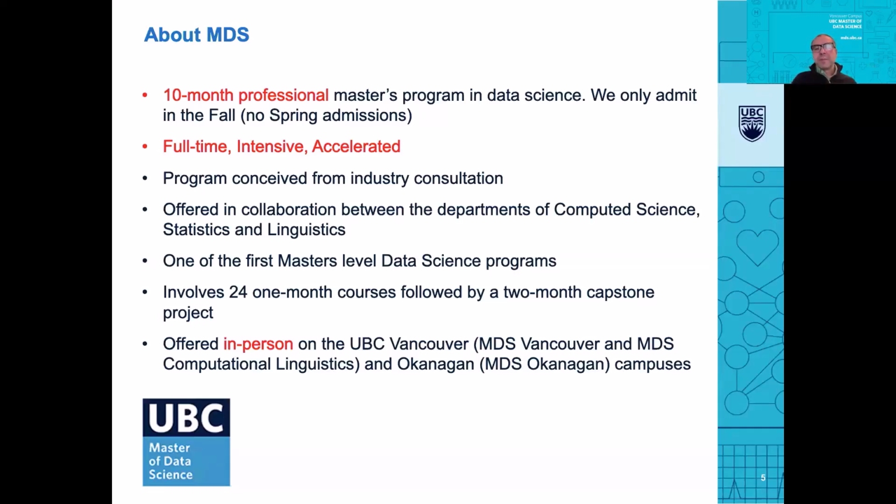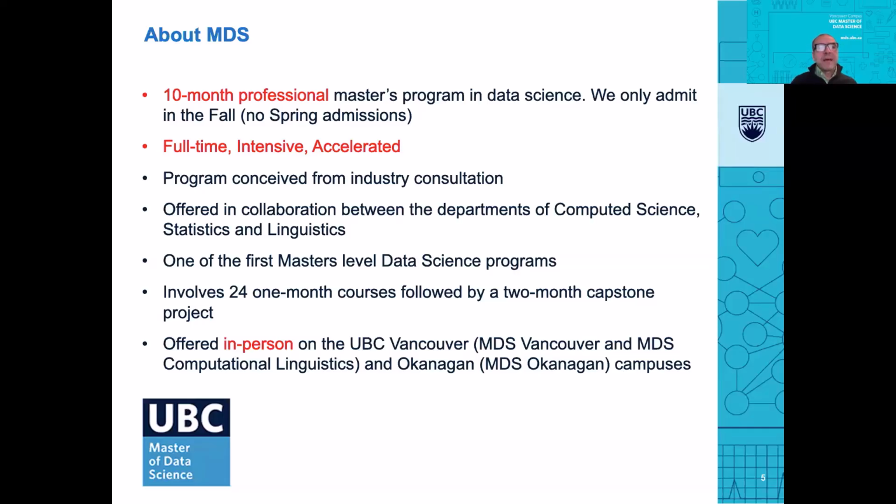Prajit and myself are from the Master of Data Science Vancouver program. Jeff is basically the same program we have in Vancouver at the Okanagan campus. And then we have a specialization in computational linguistics, which is the MDS program in term 1 from September to December. The students take the same courses, and then in term 2 from January to May, the students take courses that are more specific towards computational linguistics, natural language processing, AI, and those kinds of things.